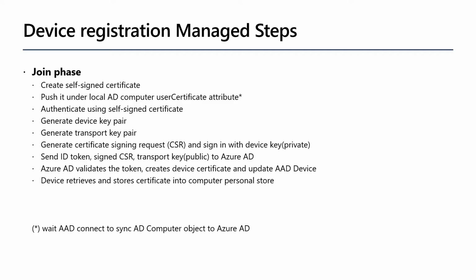Now Azure Active Directory verifies the token, confirms it is valid, and after that it creates the device certificate and also updates the device object in Azure Active Directory. And lastly, the device receives and stores the certificate which has been created by Azure in the local computer personal store.